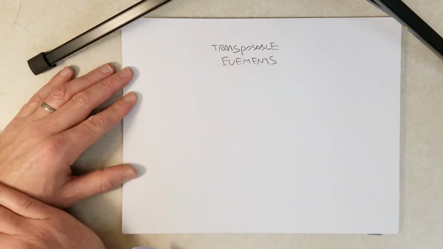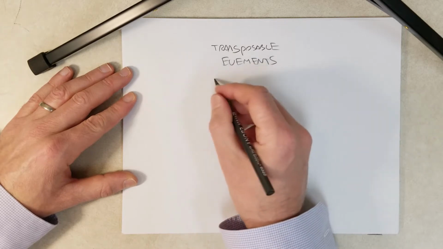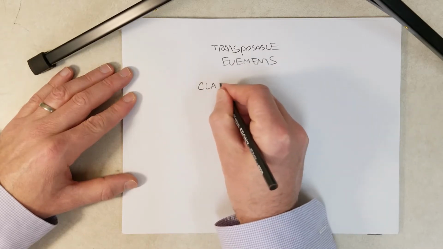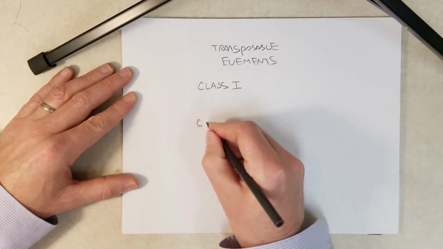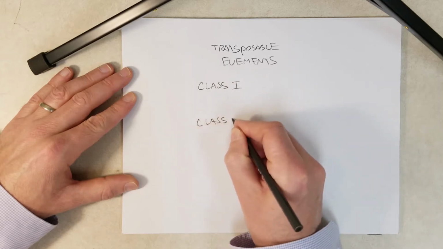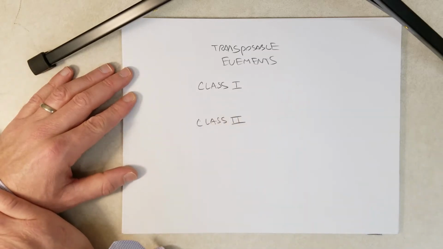And in this video, we're going to talk about maybe the simplest form of a transposable element called an insertion sequence. But first, I think it's probably easiest to introduce the different classes. So I guess the simplest classification system for transposable elements divides them into two classes.